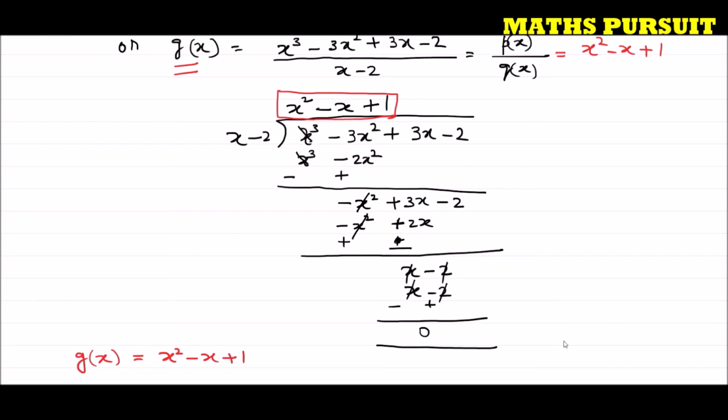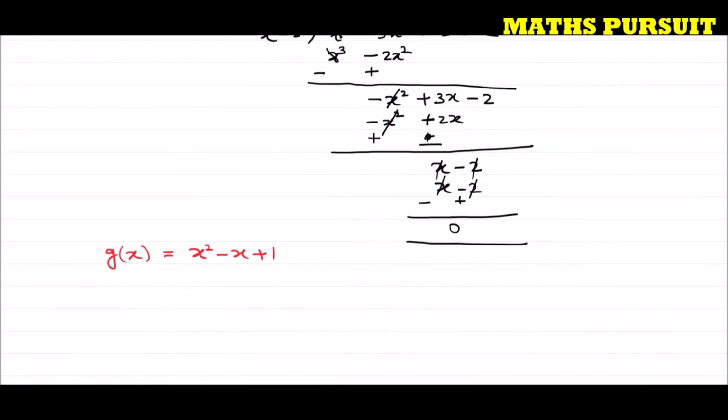So this is our answer, guys. So what we got, gx is equal to x to the power 2 minus x plus 1. This is our answer.